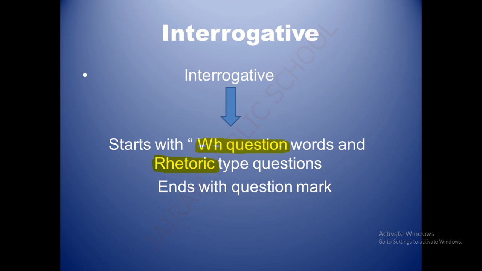So interrogative sentences not only start with WH question but also start with the rhetoric type of question, and end with the question mark. Difference between WH question and rhetoric type of question: WH question will have a descriptive answer. You need to go with the descriptive answer. It will start from a WH question word, whereas a rhetoric type of question, you need to start from an auxiliary verb. That is the difference between WH question and rhetoric type of question.